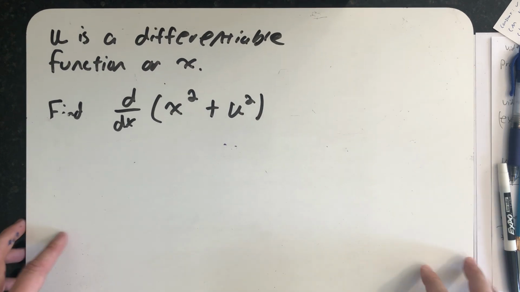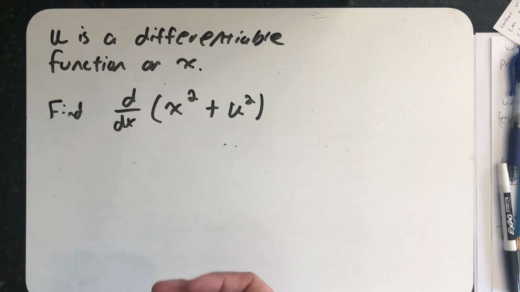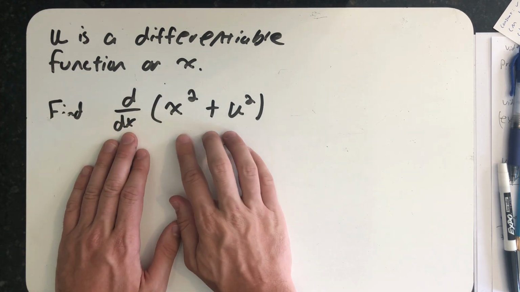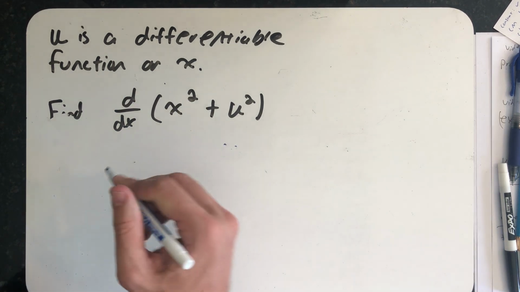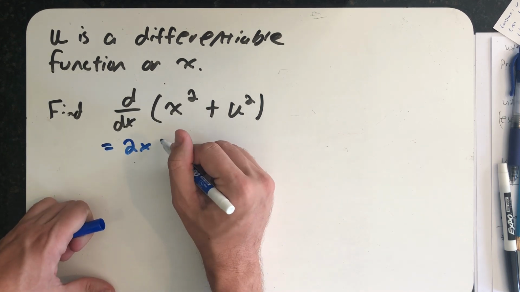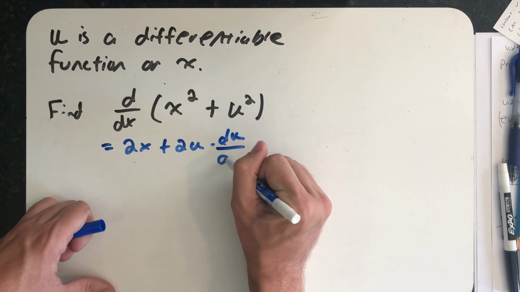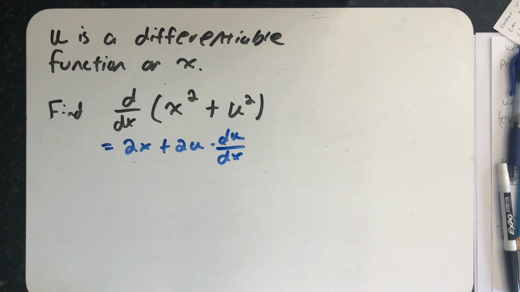But before we get started, let's just look at a derivative of an expression. Let's say u is a differentiable function of x, and someone has asked us to write down the derivative of x squared plus u squared. Well, the derivative of x squared is 2x, and the derivative of u squared would be 2u times the derivative of u with respect to x, using the chain rule, right? That's the chain power rule.